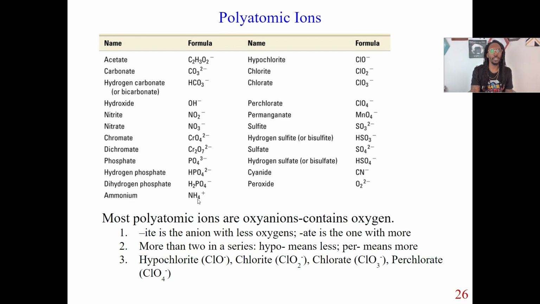Can't stress this enough. ATE, you have more oxygens. ITE, you have fewer oxygens. Hypo, the least amount. Per, the most. I don't have a cool song for you guys, just get to reviewing these. That's as much as I can say for polyatomic ions.